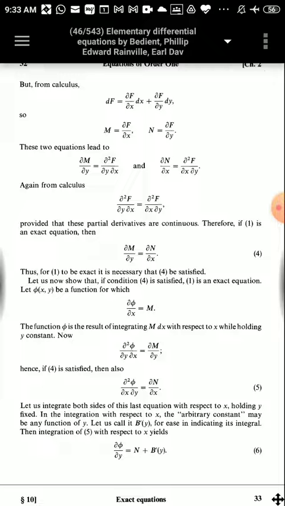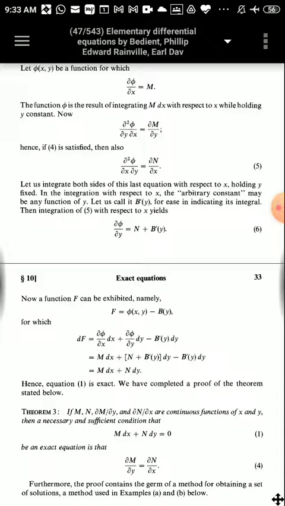The arbitrary constant may be any function of y. Let us call it B dash y for ease, to indicate its integral. Then integration with respect to x yields dou phi by dou y is equal to N plus B dash y.